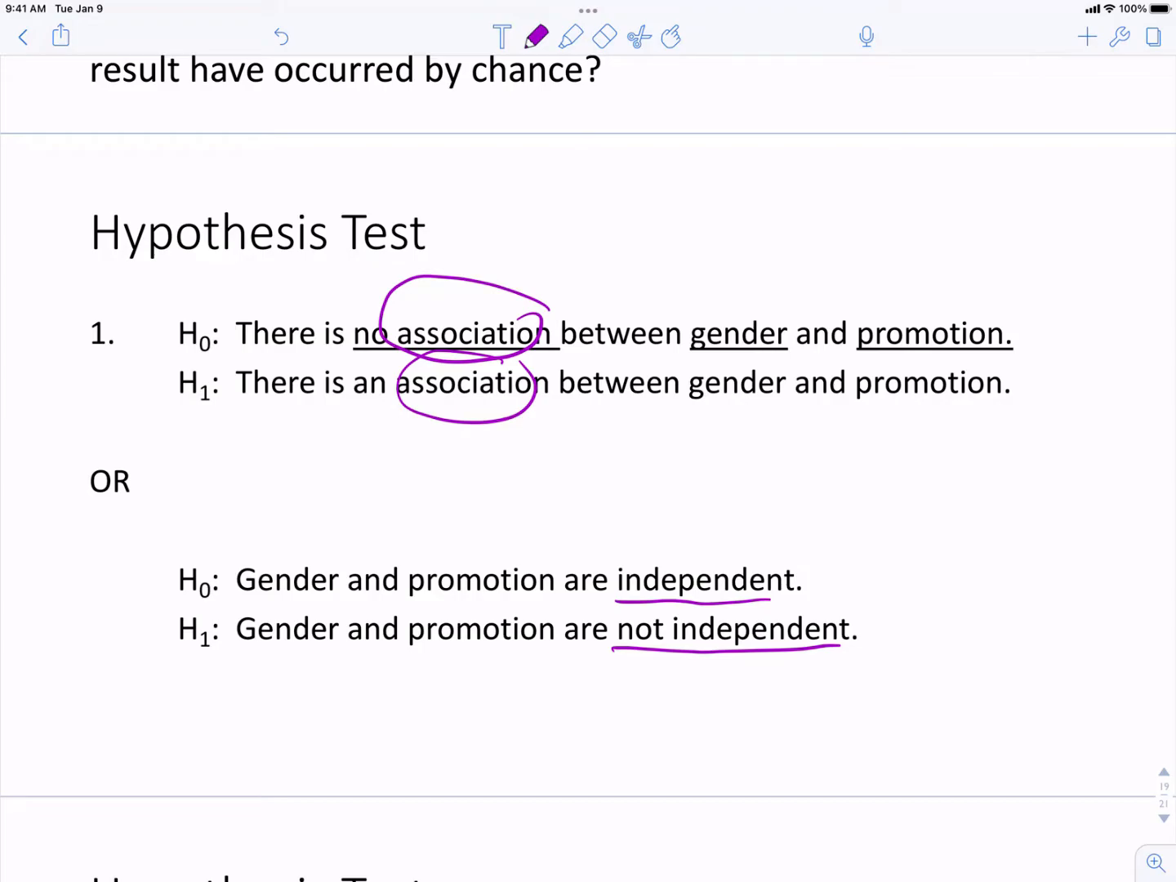So again, the null hypothesis is always there's nothing going on, status quo. There's no association between these variables. These variables are independent. The alternative is the opposite of that. There is an association between these variables. These variables are not independent.